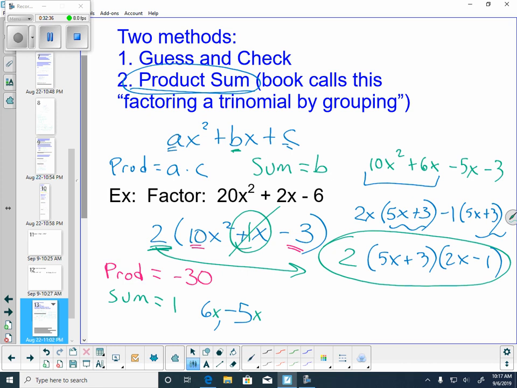Questions on this? Okay, so that's factoring using the product sum technique. Your book calls it factoring a trinomial by grouping. We wrote it out and then we factored by grouping.